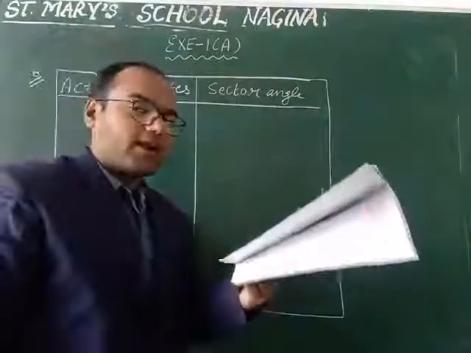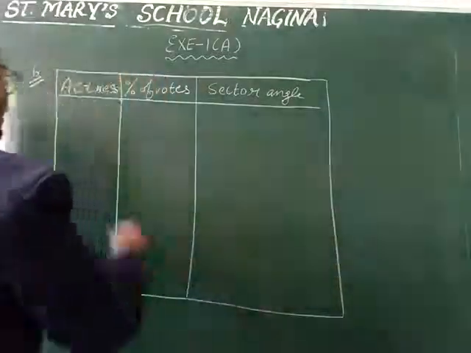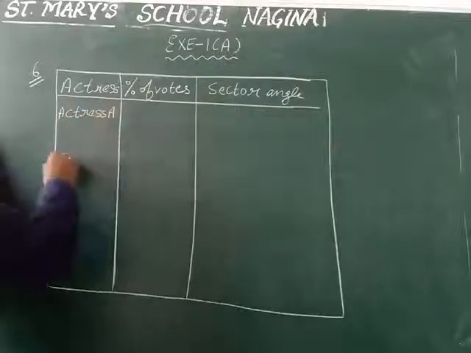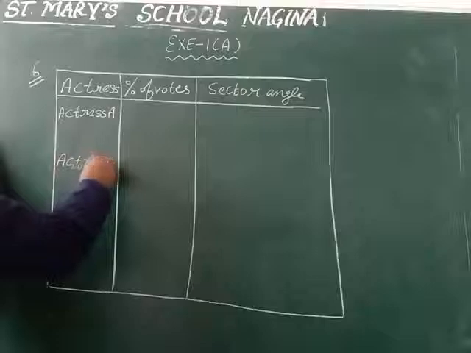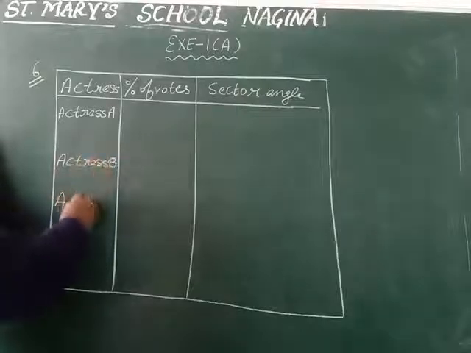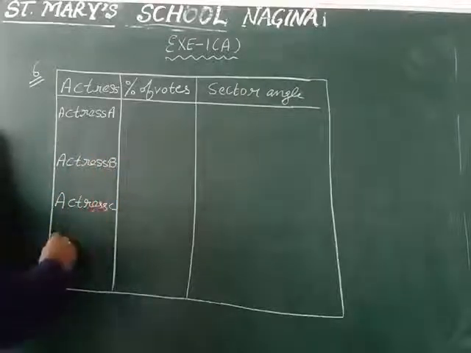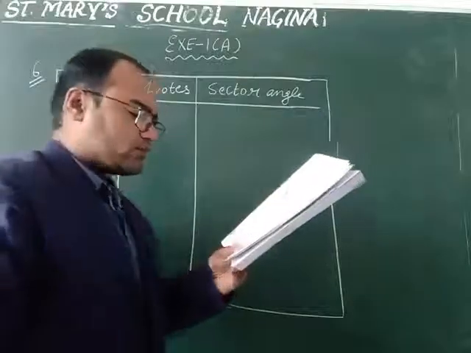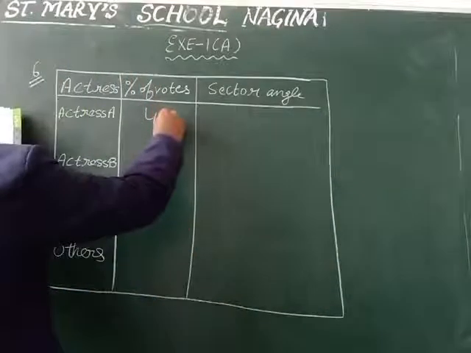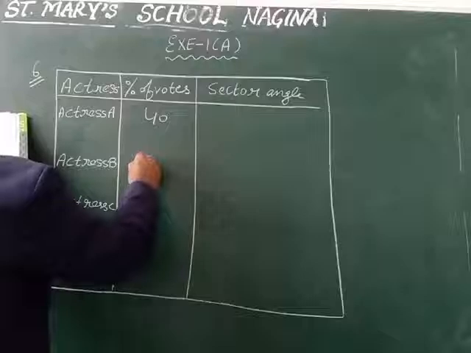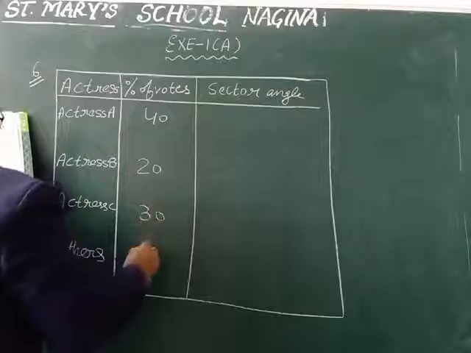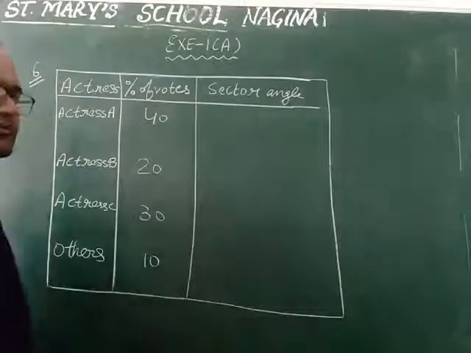Now first of all we will write how many actresses are there. Actress A, actress B, actress C, and at last others. Actress A got how much percent vote? 40%. Actress B got 20%. C got 30% and others got 10%.